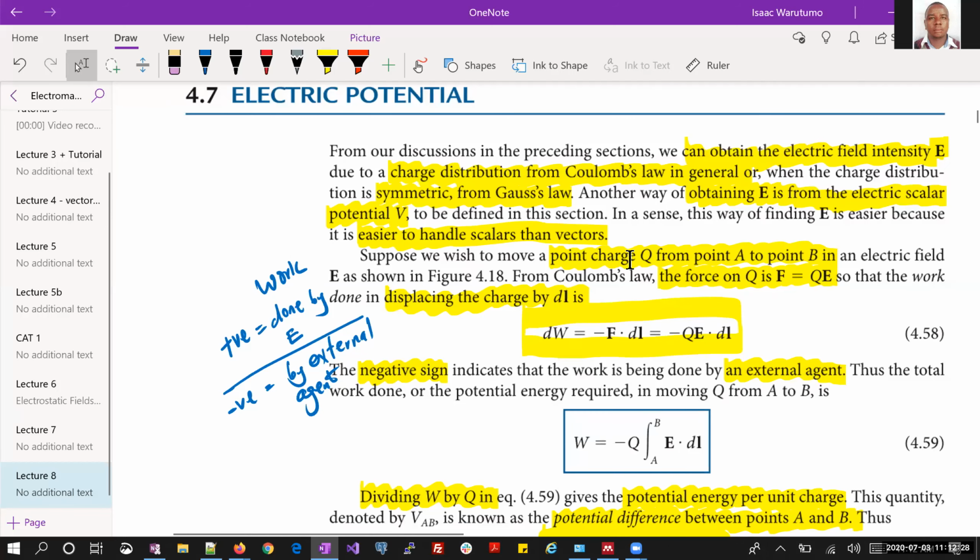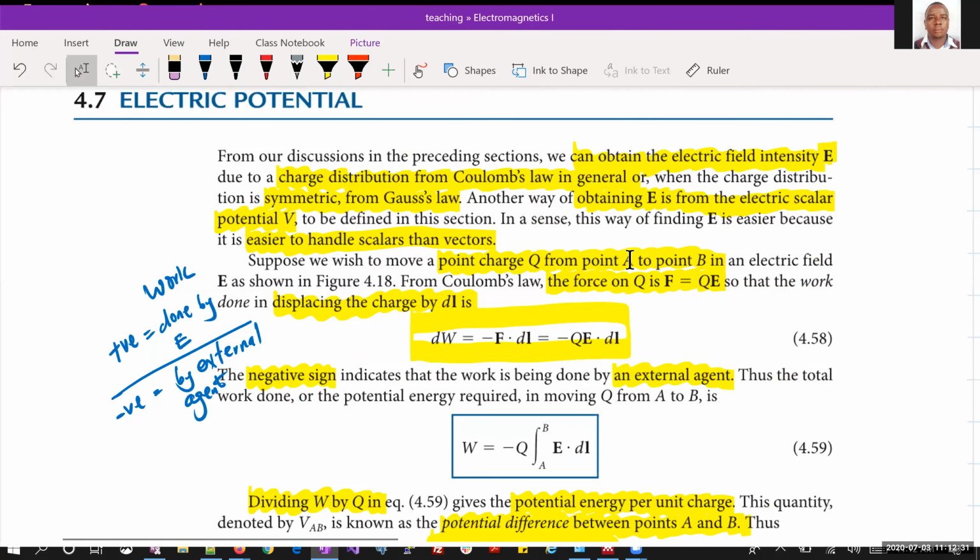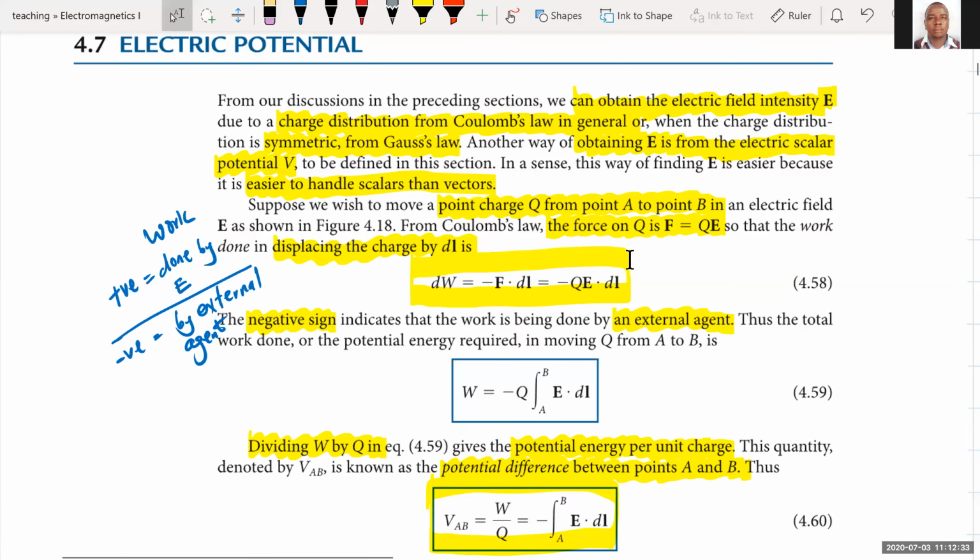As a start, we are going to start discussing the electric potential. From our discussions in the preceding sections, we can obtain electric field intensity E due to a charge distribution from Coulomb's law in general, or when the charge distribution is symmetric, as we saw last week, you can obtain it using Gauss's law. Now, those are two ways in which we can obtain E.